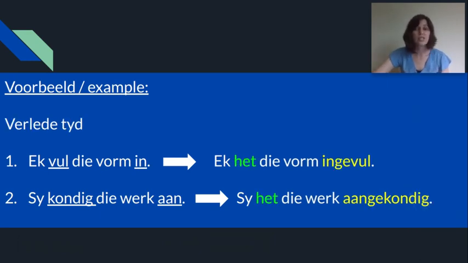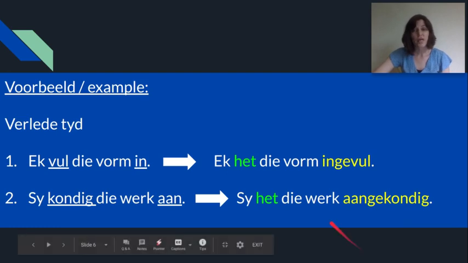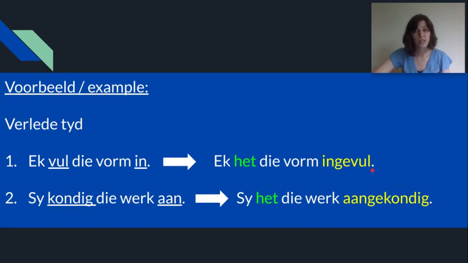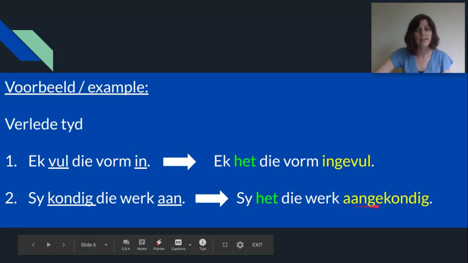For the past tense, we still use het ge, where het still replaces your verb and your verb gets ge and joins the preposition. So ek het die vorm ingevul, sy het die werk aangekondig.